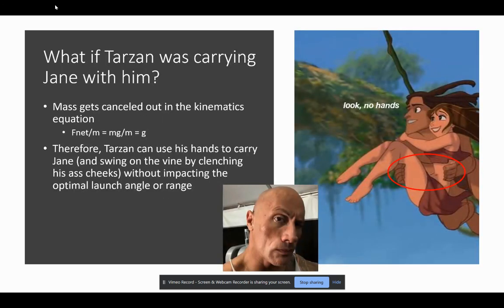Now, what if Tarzan was carrying Jane with him? Here, mass gets cancelled out in the kinematics equation. Therefore, Tarzan can use his hands to carry Jane and swing on the vine by clenching his ass cheeks without impacting the optimal launch angle or range.